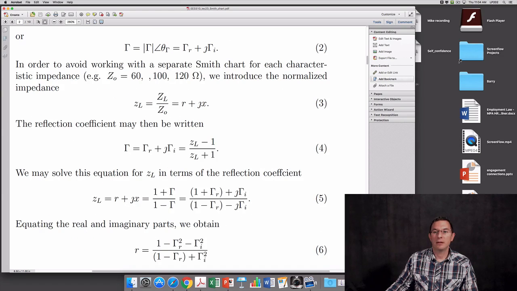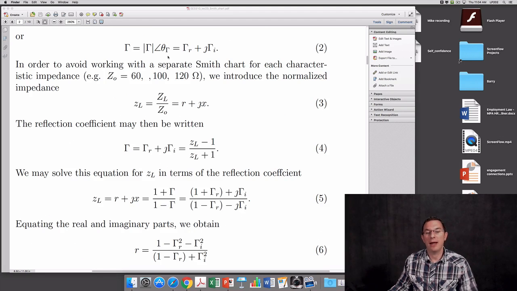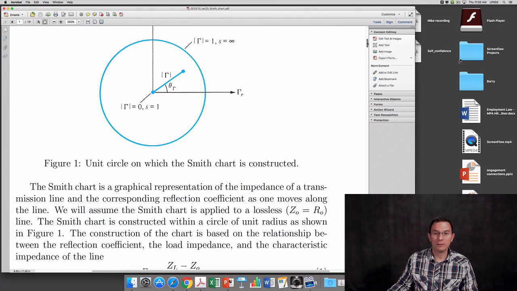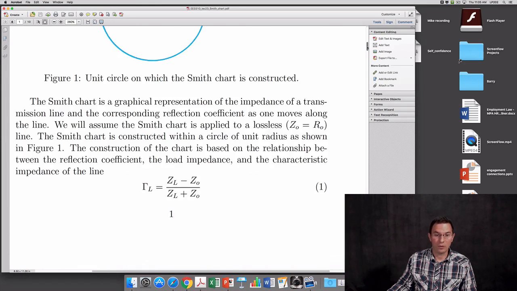We can also write the reflection coefficient in magnitude and angle form as in here, so it can be written in terms of a magnitude and an angle, or a real and an imaginary part in this way. Going back to Figure 1, you can see here that this is the magnitude and angle expression of the reflection coefficient, which also corresponds to a particular point in xy coordinates, which correspond to the real part and the imaginary part of the reflection coefficient.